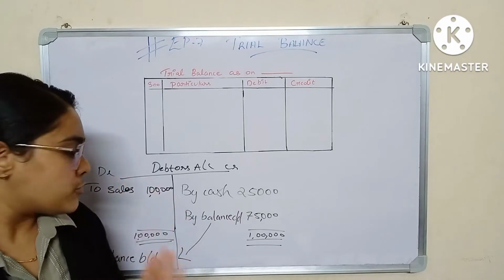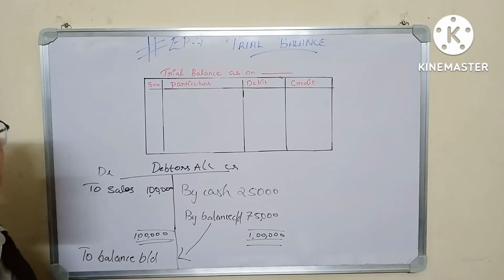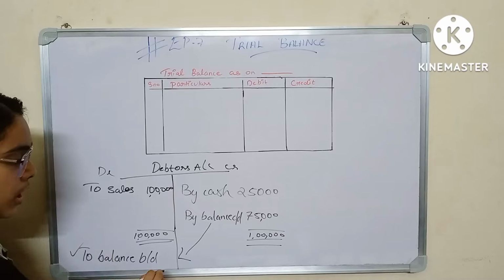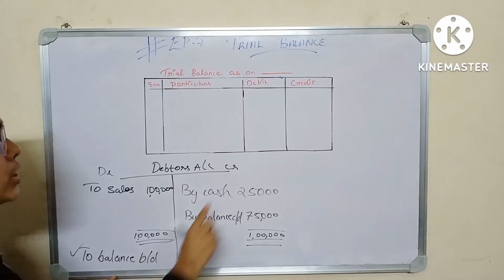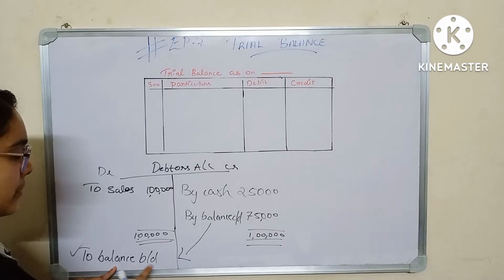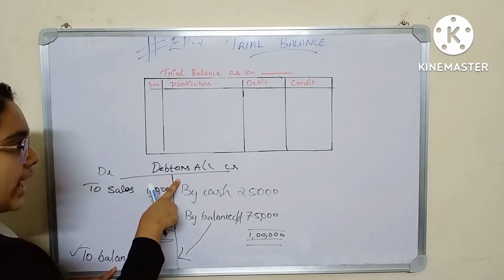Now we have to listen carefully. On which side of the ledger account you are writing the opening balance, that is this balance brought down, that same side you should write. Here you have written on the debit side. Balance brought down is coming on the debit side of debtors account, right?